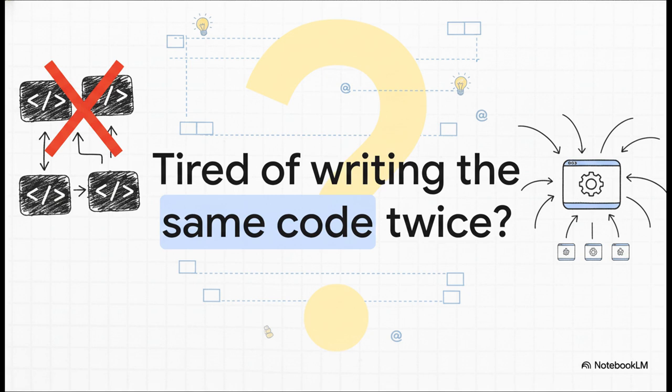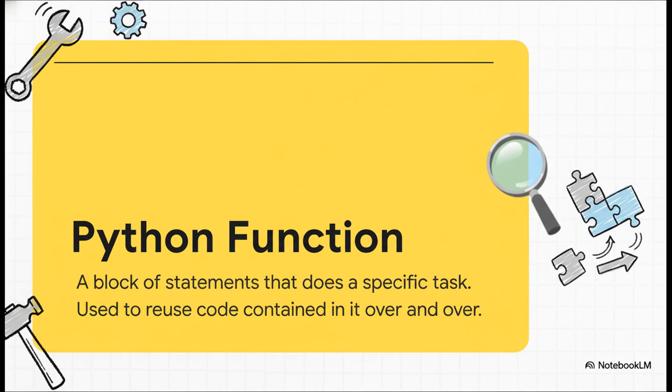But what if I told you there's a much, much better way? A way to write that logic just once and then reuse it whenever you want. Well, that's exactly what a function is. You can think of it like a custom tool that you build yourself. You define a block of code, you give it a name, and then you can call on that tool anytime you need it, anywhere in your program to get that specific job done.